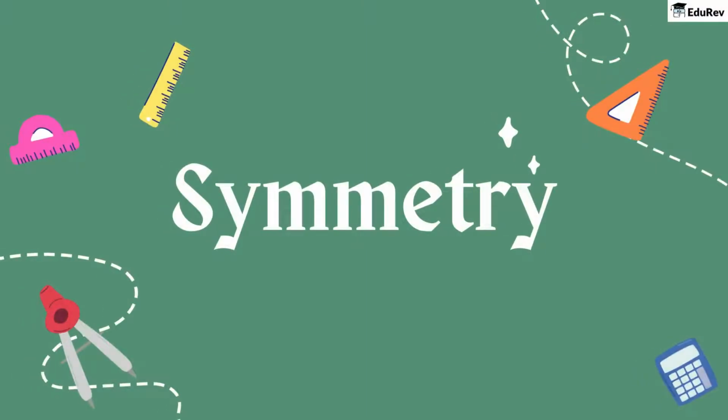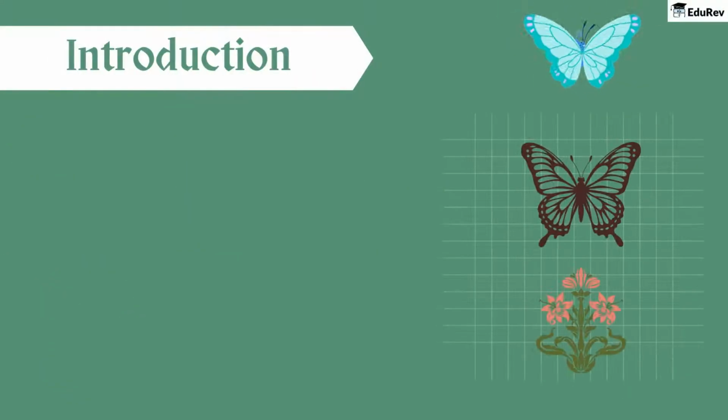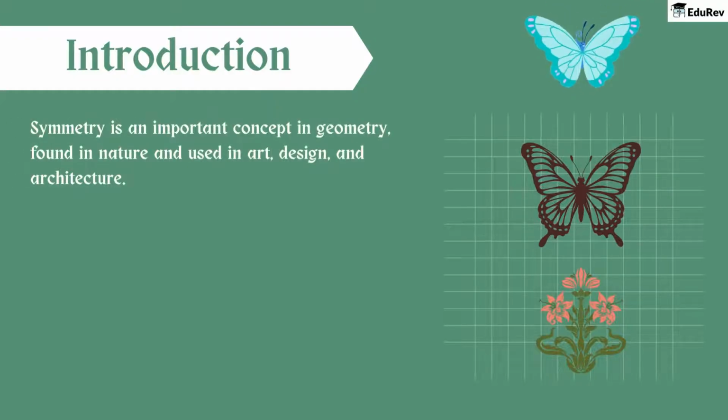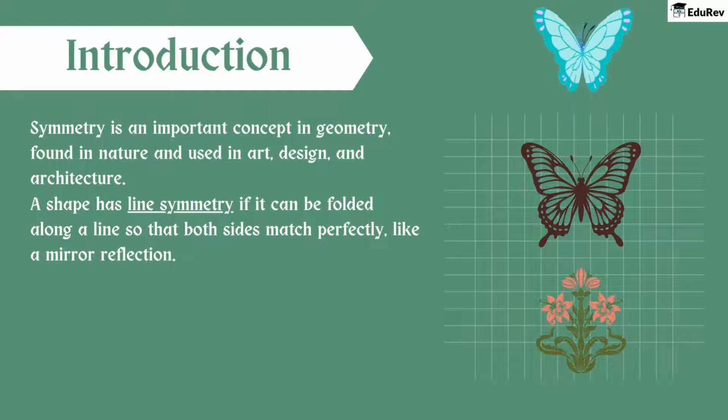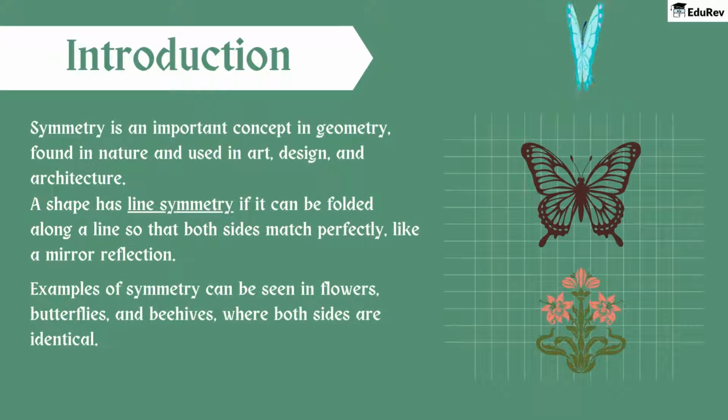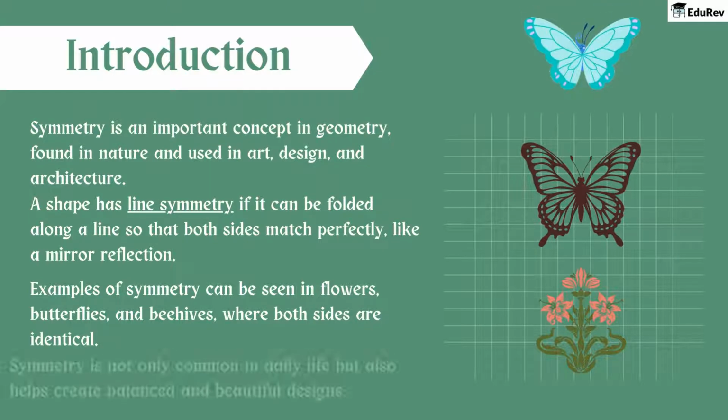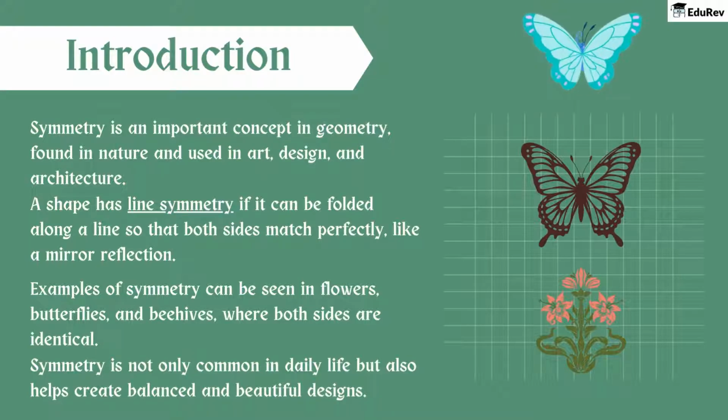Hello students, today we are going to learn what symmetry is and what the various types of symmetries are which exist in nature and this world. Introduction. Symmetry is an important concept in geometry, found in nature and used in art, design, and architecture. A shape has line symmetry if it can be folded along a line so that both sides match perfectly, like a mirror reflection. Examples of symmetry can be seen in flowers, butterflies, and beehives, where both sides are identical. Symmetry is not only common in daily life but also helps create balanced and beautiful designs.